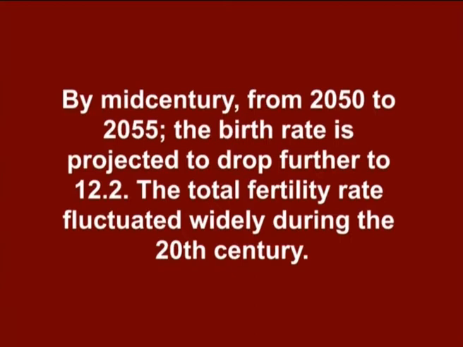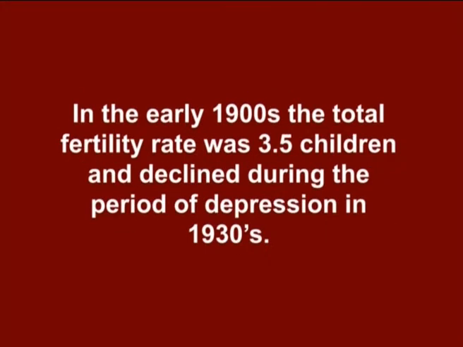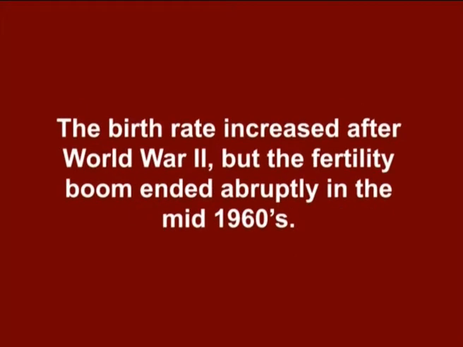The total fertility rate fluctuated widely during the 20th century. In the early 1900s, the total fertility rate was 3.5 children and declined during the period of depression in the 1930s. The birth rate increased after World War II but the fertility boom ended abruptly in the mid-1960s.